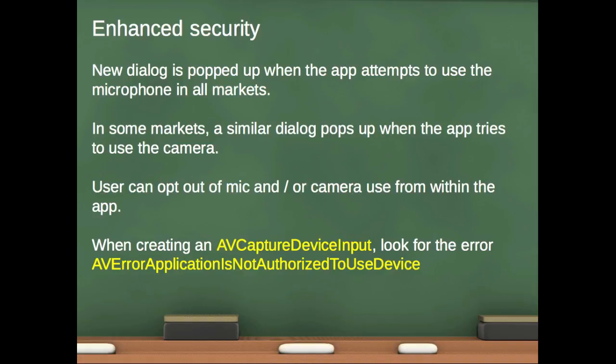However, in some markets, a similar dialog will be popped up when an app tries to use the camera. Now, these dialogs come up the first time that the user, or the app, tries to use the microphone or the camera. When the user responds to the dialog in a positive manner, in other words, the user is going to allow these devices to be used in the app, then everything is okay and video or audio begins to record.